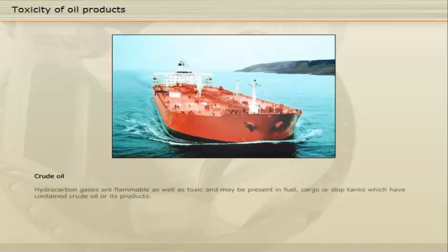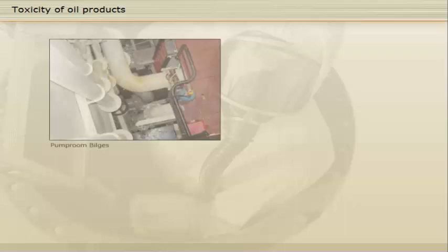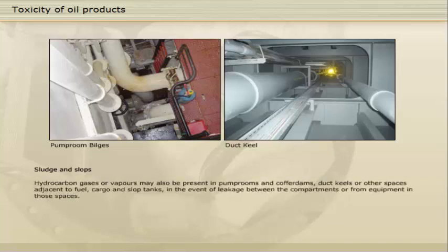Hydrocarbon gases are flammable as well as toxic, and may be present in fuel, cargo, or slop tanks, which have contained crude oil or its products. Hydrocarbon gases or vapors may also be present in pump rooms and cofferdams, duct keels, or other spaces adjacent to fuel, cargo, and slop tanks, in the event of leakage between the compartments or from equipment in those spaces.